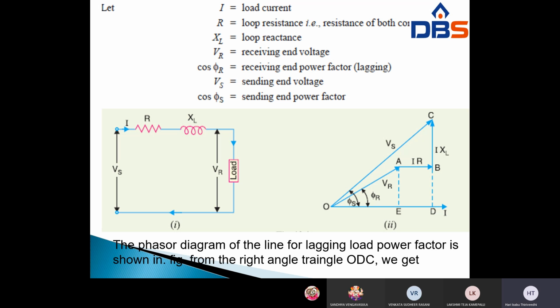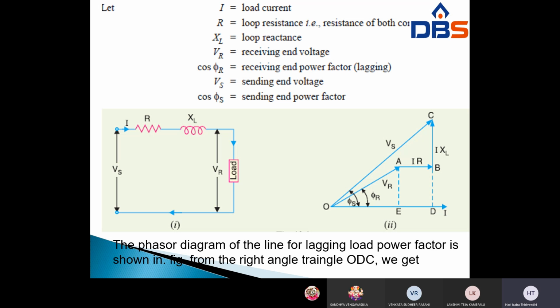That's why there is no capacitance in the circuit. Only resistance and inductance, XL, sending end voltage, receiving end voltage, load, current. Where I is the load current, R is the loop resistance, and XL is the loop reactance, VR is the receiving end voltage, VS is the sending end voltage, cos phi R is the receiving end power factor, cos phi S is the sending end power factor. Why am I taking lagging? It is of inductive nature, that's why lagging. Just look at the phasor diagram.